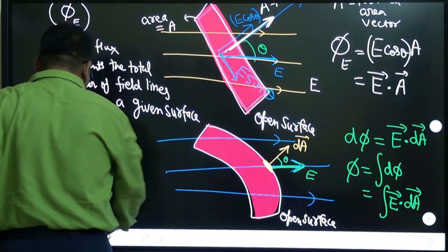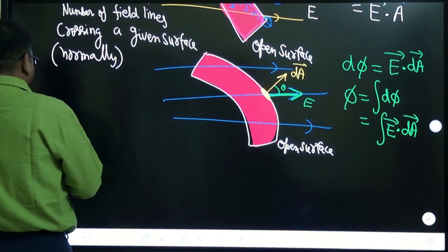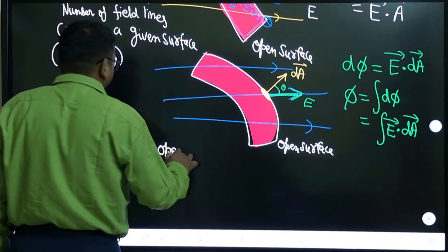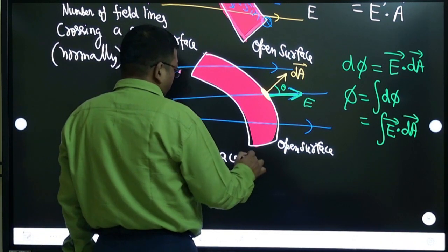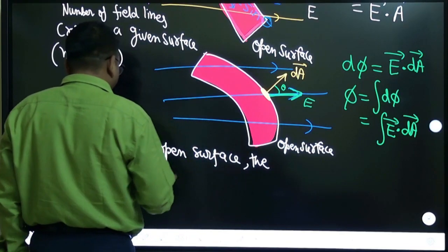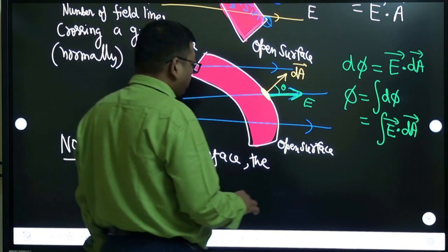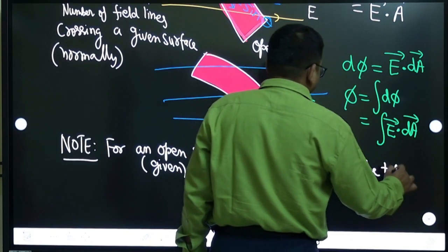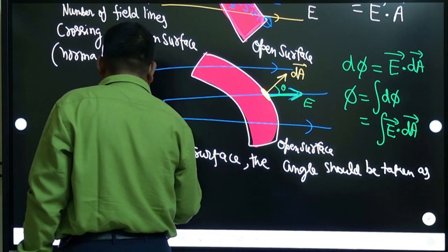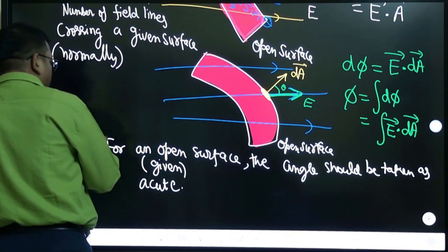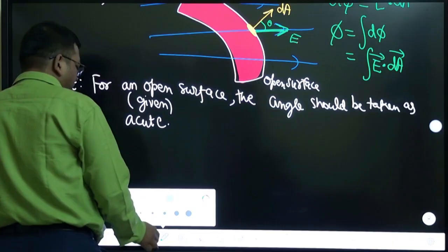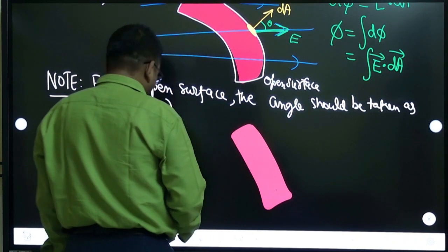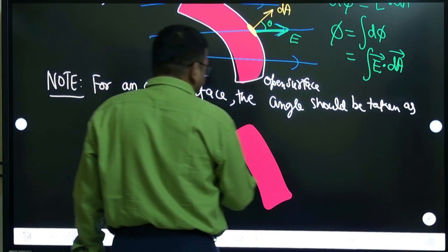Okay, but here one thing you have to note, very important. For an open surface, the angle for a given open surface should be taken as acute. What does this mean? Try to understand this. Suppose I have drawn a flat surface. Suppose the electric field lines are going this way.